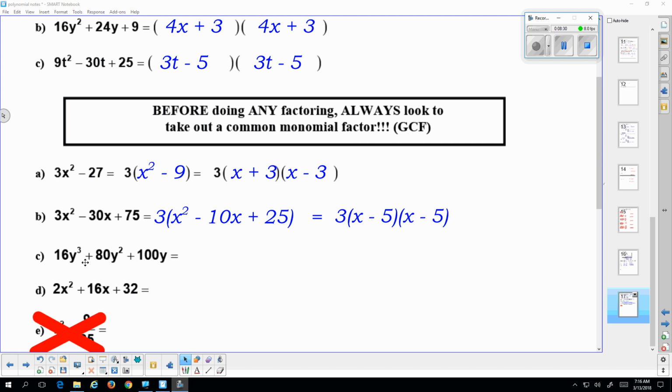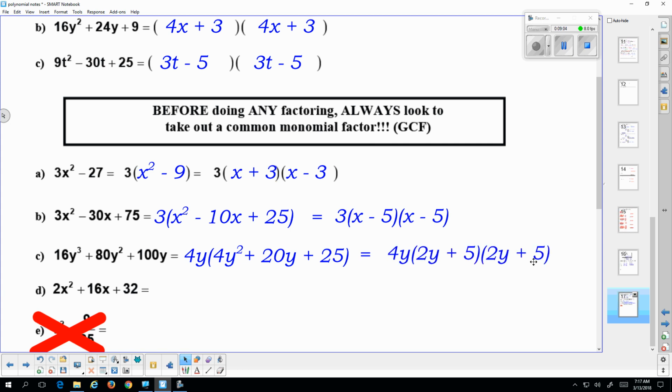All right, C, what can I factor out? This one has a GCF. What can I divide all of those by in C? I can divide all of them by 4y. Since I took out a variable, all the exponents decreased by 1, and I divided everything by 4. And now look at this, I have another perfect square trinomial. 4 and 25. Take the square root of each of those. So I have 4y times 2y plus 5 and 2y minus 5. And if I do 2 times 5, that gives me 10. 20 is twice 10.